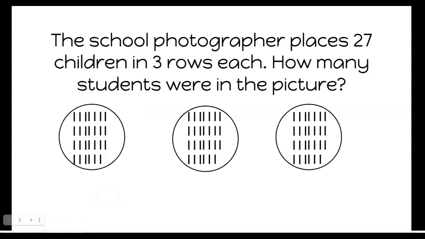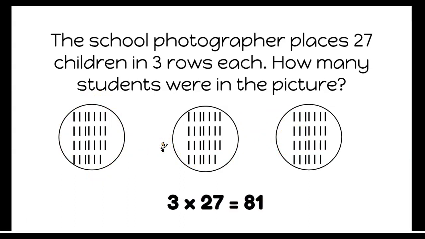So instead, my model is going to look like 3 rows with 27 in each, which would be 3 times 27 is 81. So when we have the total, we're going to divide into smaller pieces. When we don't have the total, we want to know how many altogether. That's when we're going to multiply. Make sure you use this today on your assignment.